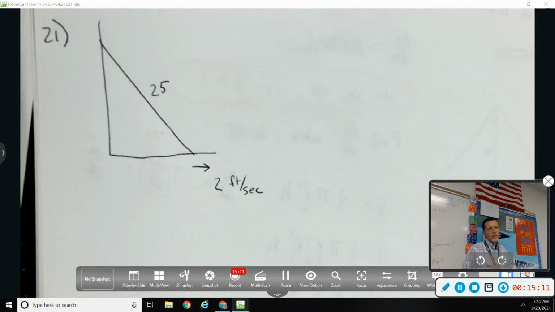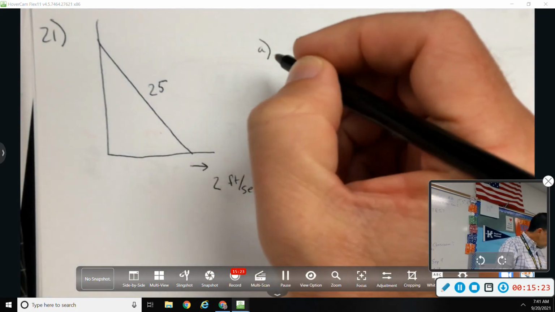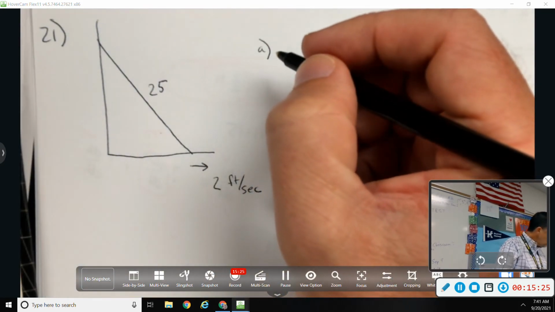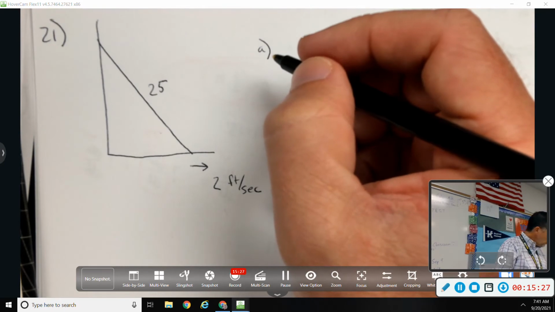By the way, we've sort of merged step 1 and step 2 in this problem, where step 1 is draw the picture, step 2 is translate. Kind of doing that all at once here. Part A, how fast is the top of the ladder moving down the wall when the base is 7, 15, and 24 feet from the wall?